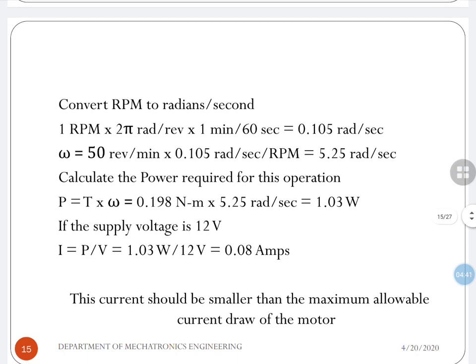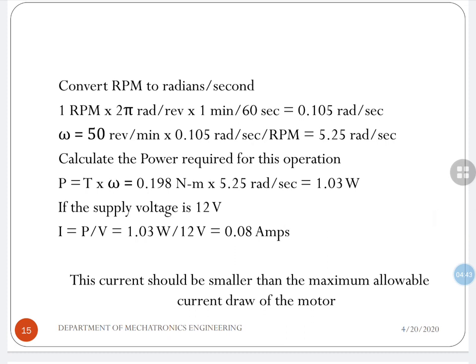Here, we are calculating the current in this slide. For that we use the maximum speed: 50 revolutions per minute into 0.105 radians per second, equal to 5.25 radians per second. We have converted revolutions per minute into radians per second. In the next step, the power is calculated. P is equal to T into omega, which is 0.198 newton meter, as calculated above, into 5.25 radians per second. We get 1.03 watts.